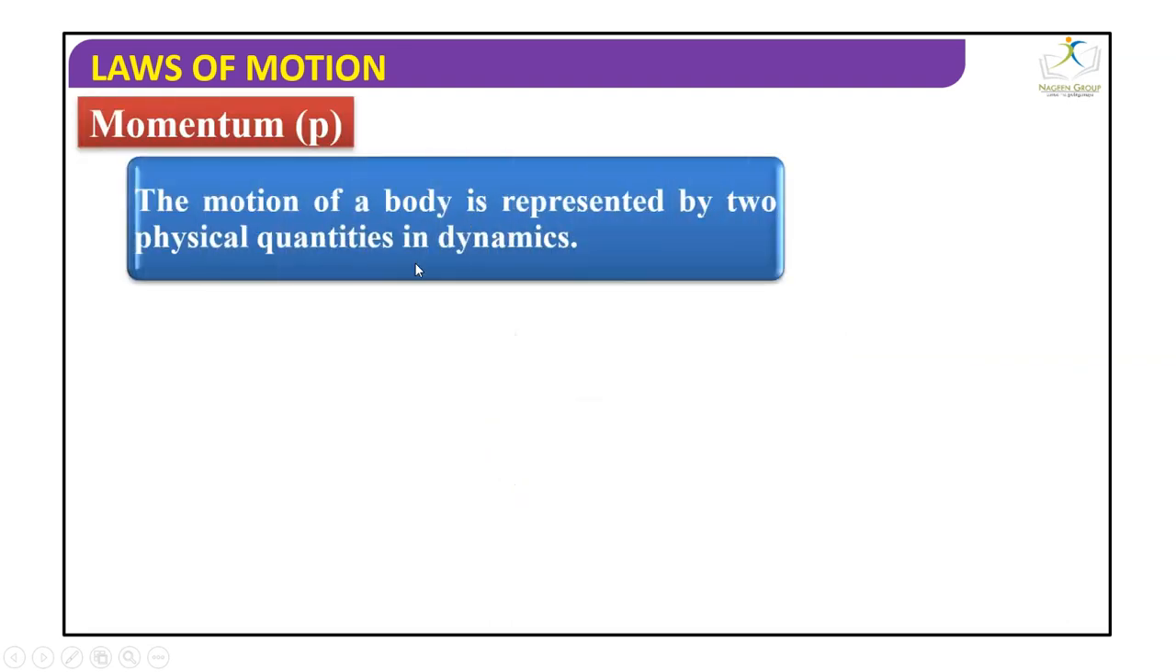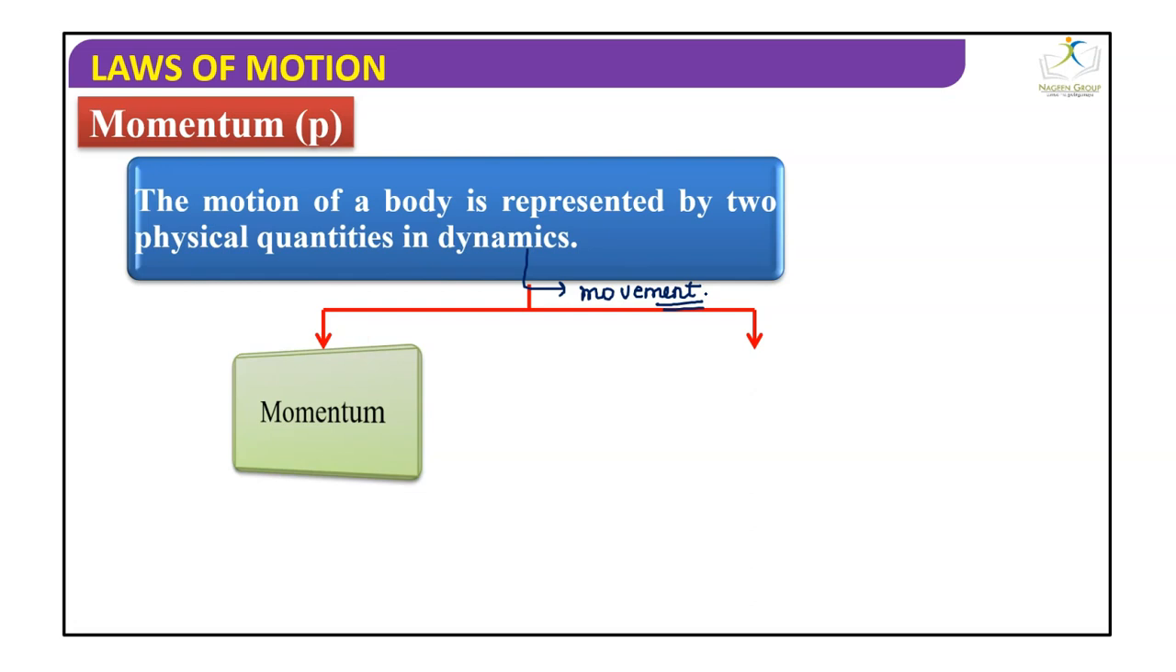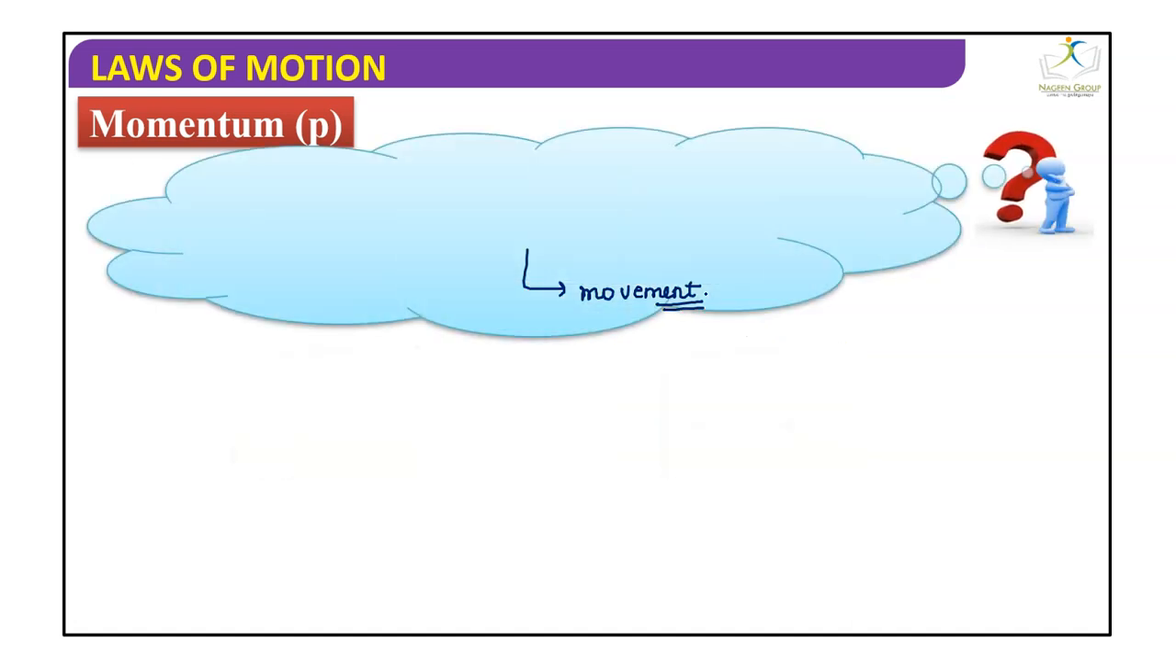So momentum. The motion of the body is represented by two physical quantities in dynamics. Dynamics means when the body starts to move, something which is related to the movement. Now, if I'm talking about momentum, momentum arises with the help of kinetic energy or a momentum. There will be two terms.